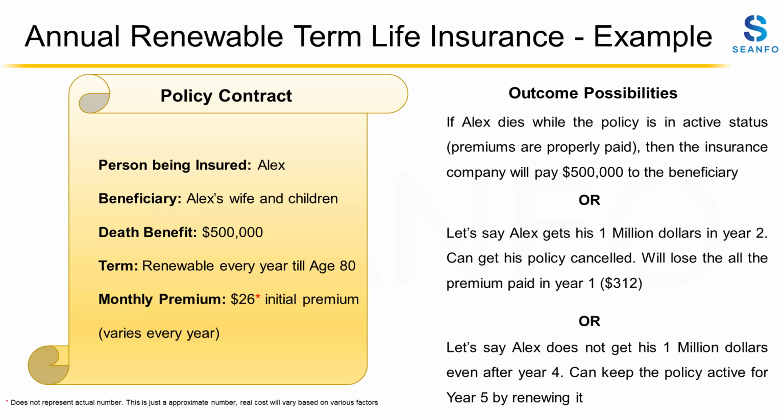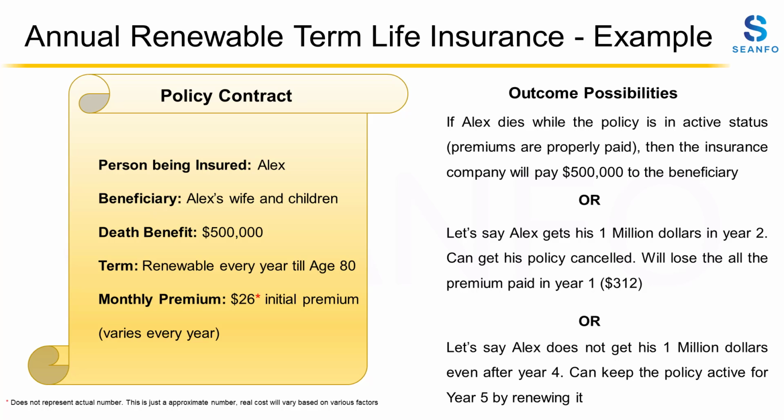Then on year 2, if he needs the policy to remain active, Alex has to renew the policy. During the renewal, the insurance company will come up with a new premium amount that Alex has to pay for year 2. So as you see here, this is the contract. The person being insured here is Alex. The beneficiary are Alex's wife and children. The death benefit on the policy is $500,000 and the policy term is only 1 year, but it can be renewed every year until age 95. Finally, there is the insurance premium of $26 that the insurance company is asking Alex to pay every month for the first year. And this premium will go up every year if Alex wants to renew the policy.